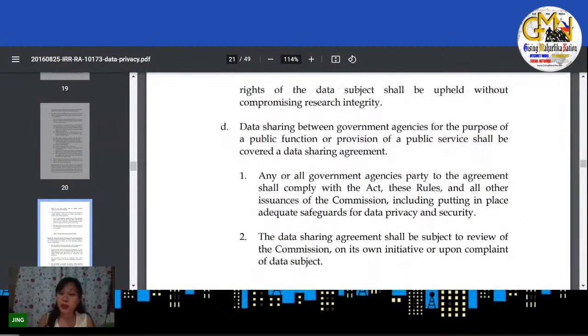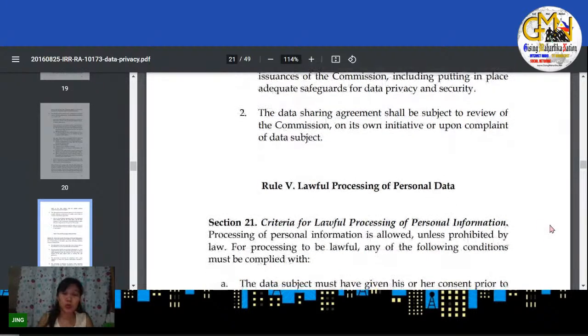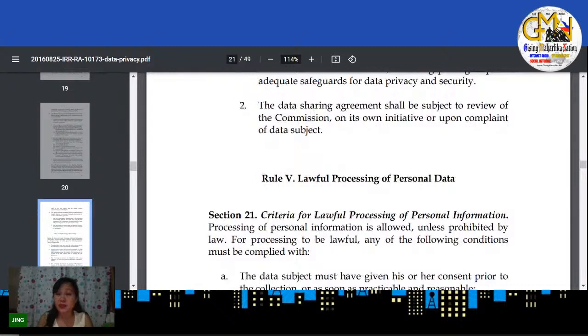Letter D. Data sharing between government agencies for the purpose of a public function or provision of a public service shall be covered by a data sharing agreement. Any or all government agencies party to the agreement shall comply with the Act, these rules, and all other issuance of the Commission, including putting in place adequate safeguards for data privacy and security. Number 2, the data sharing agreement shall be subject to review of the Commission on its own initiative or upon complaint of the data subject.